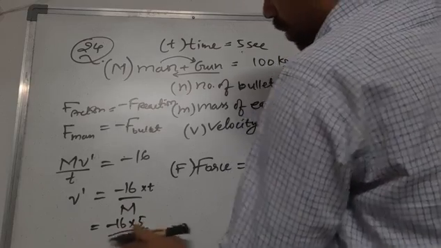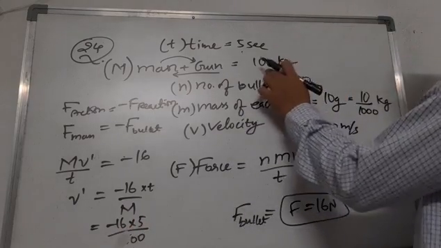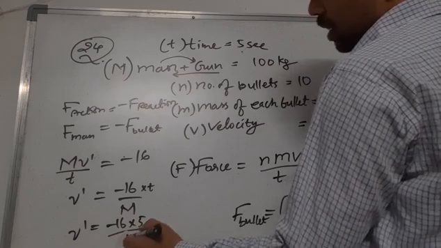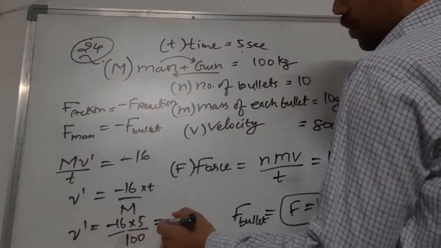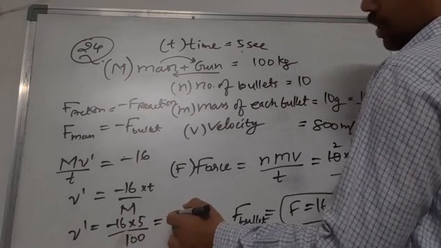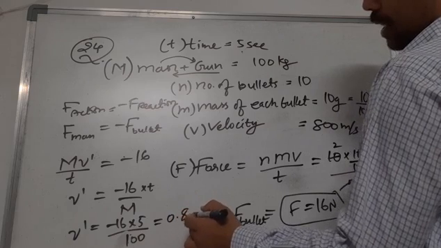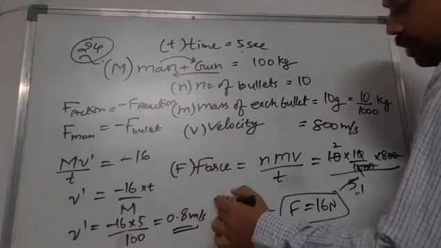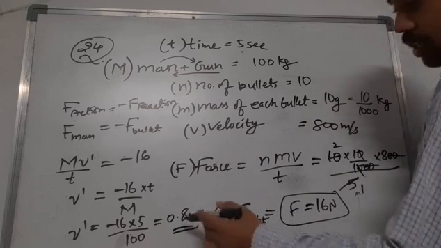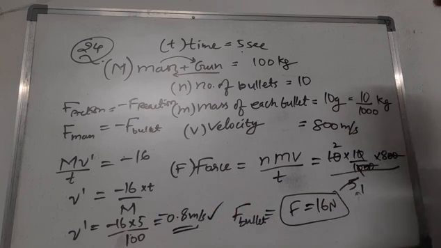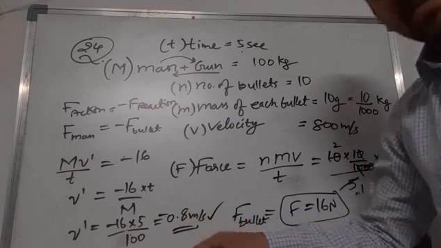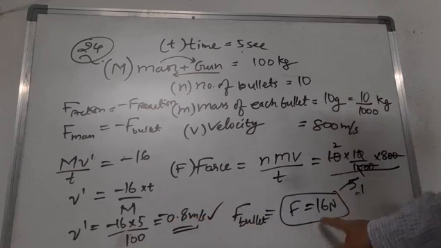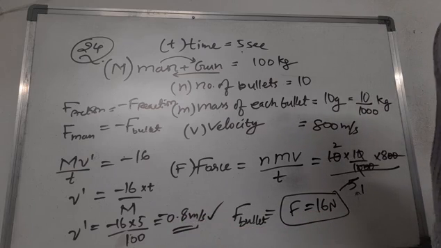The mass of the man is 100 kg, so I am taking 100 kg. So we will get V dash equal to 0.8 meter per second, but 0.8 meter per second is the right answer. There you will get minus. 0.08 is given in the option. Please change it. That is minus 0.8 meter per second only, and force is 16 newtons. Thank you.